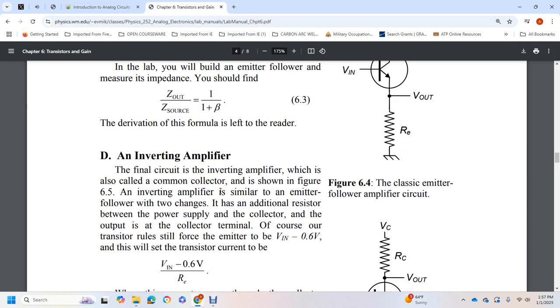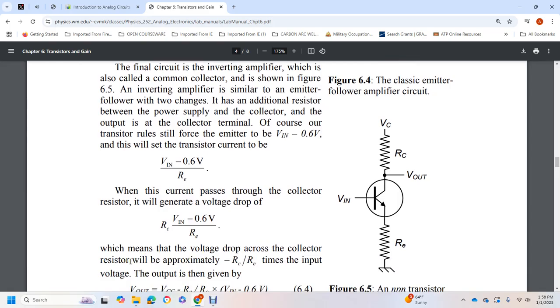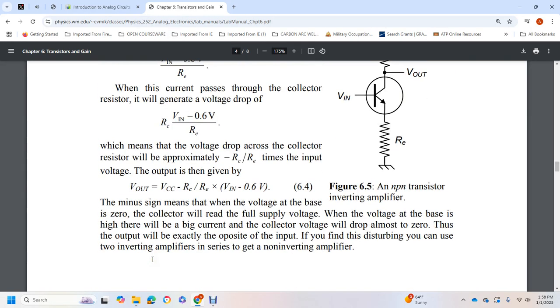The final circuit, the inverting amplifier, is shown in figure 6.5. The inverting amplifier is similar to the emitter follower, with an additional resistor between the power supply and the collector, and the output taken from the collector terminal. Of course, the transistor rules still force the emitter to the input voltage minus 0.6 volts. This sets the current through the emitter resistor at the input voltage minus 0.6 volts over the emitter resistor. When that current passes through the collector, the collector resistor generates a voltage drop. The collector current is the input voltage minus 0.6 volts over the emitter resistor, so the voltage drop across the collector resistor will approximate the collector resistor over the emitter resistor times the input voltage. Voltage output equals supply voltage minus collector resistor over emitter resistor times the input voltage minus 0.6 volts.